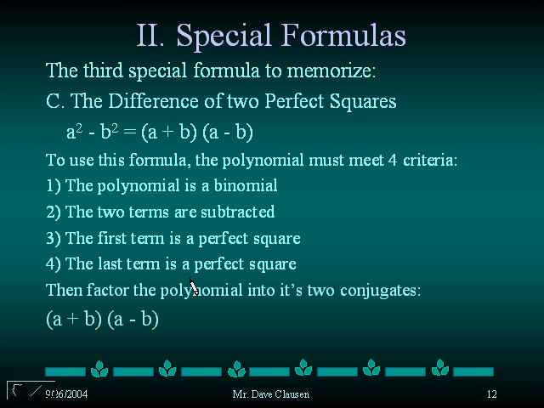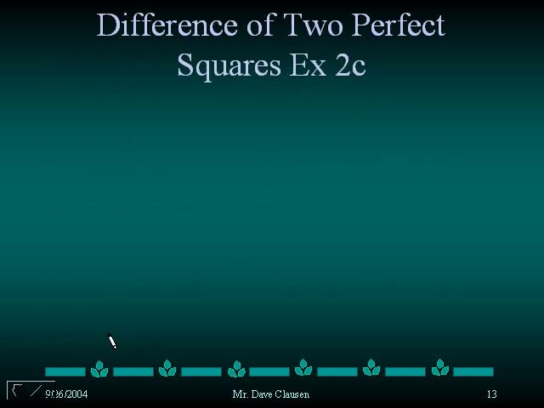And if that's the case, then we start out with a squared minus b squared. We end up factoring it into its conjugates, which is the square root of the first term, and then the square root of the last term. And we use one of each sign. One's addition, one's subtraction. So let's try a numerical example for that.